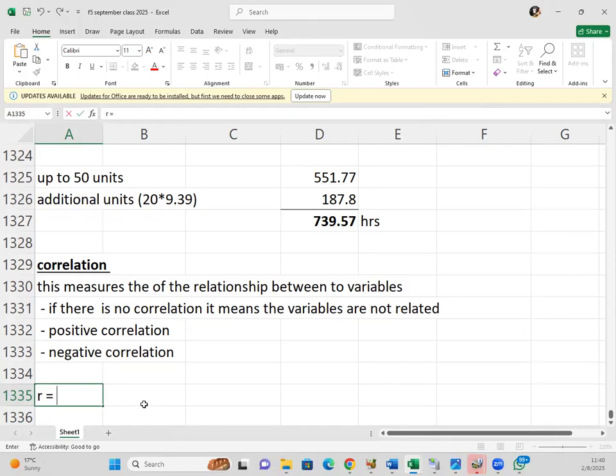So this can range from -1 to 1. If you calculate your R and it's -1, it means there is a perfect negative correlation. If it's 1, there is a perfect positive correlation. Then 0 means there is no correlation. The closer we get to 1, the closer it is to positive correlation. So if it's above 0 but closer to 1, that's positive correlation. Closer to -1 would be a negative correlation.